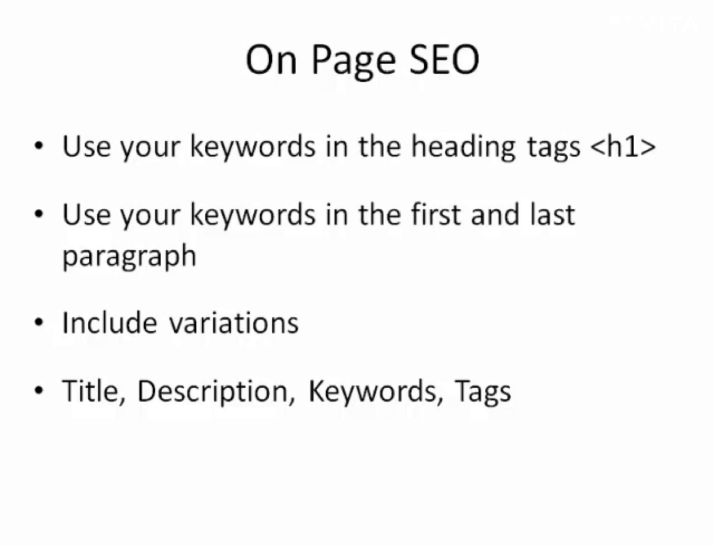We also want to make sure we're using our keywords in the first and last paragraph. It seems to help with SEO. We don't want to be stuffing our keywords throughout the content a ton. You just want to write naturally, but you do want to make sure your main keywords are in the first and last paragraph. You also want to include variations of your main keyword.